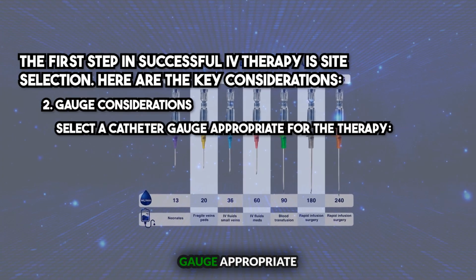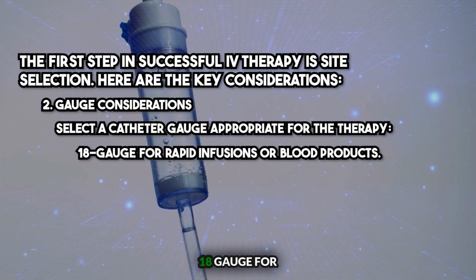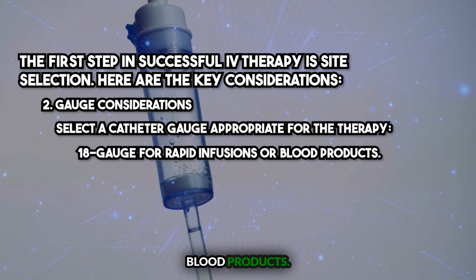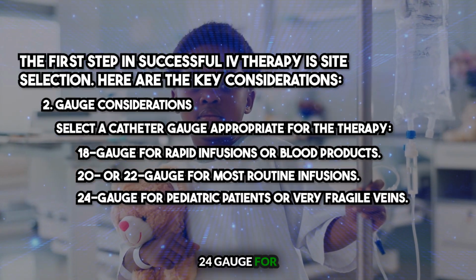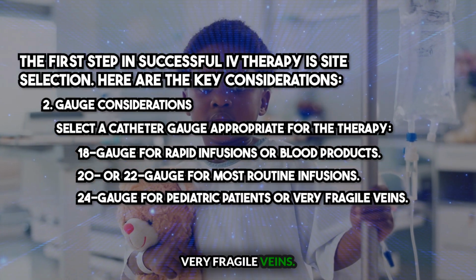2. Gauge considerations. Select a catheter gauge appropriate for the therapy. 18 gauge for rapid infusions or blood products, 20 or 22 gauge for most routine infusions, 24 gauge for pediatric patients or very fragile veins.